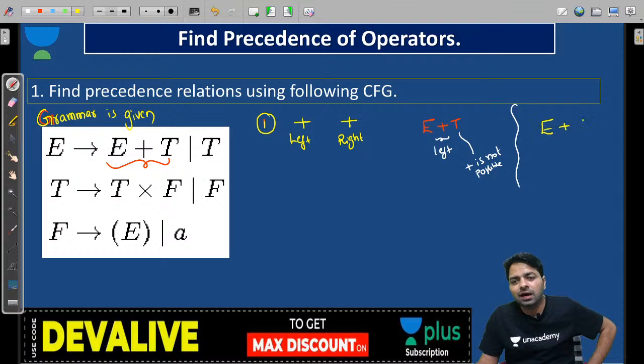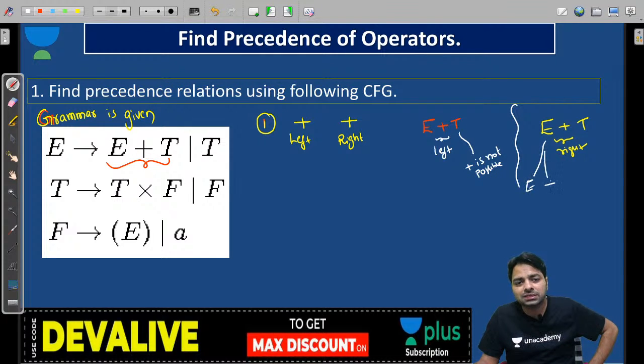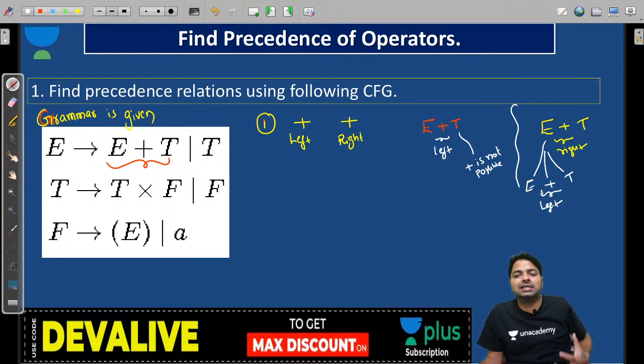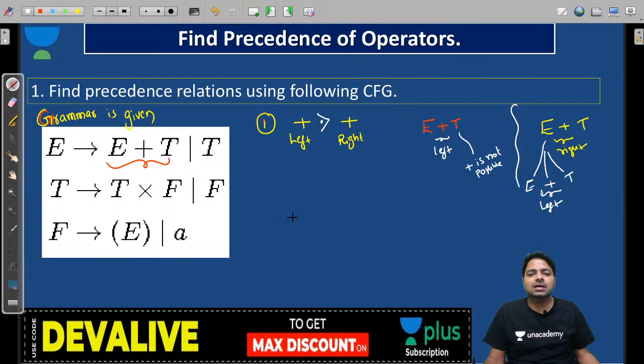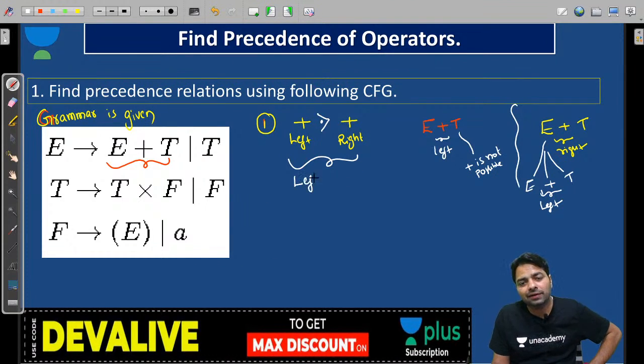E plus T, assume plus is the right operator. If the plus is the right operator, can you get the left plus from E? Yes, E plus T, again you can write. And plus is the left operator. That means now the left operator has more precedence, because the left is derived using the subtree of the E plus T somehow. So plus is greater than plus. It means the plus is greater than plus, it is following left associativity.